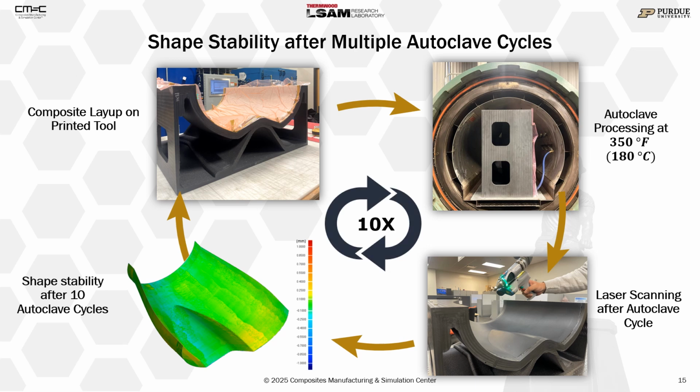As you can see, the shape change of the tool is within 150 microns from the nominal shape. And the parts generally are within 200 to 250 microns from the design shape.